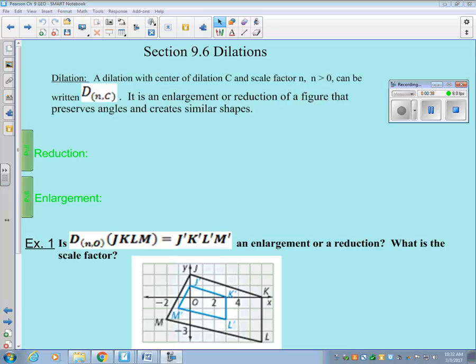So a dilation has a center of dilation. We are going to just be dealing with a center of dilation of the origin. So where this big C happens here will usually be an O for origin. And a scale factor. So scale factor you can think of as a multiple or a multiplier. You're going to multiply your original figure by your scale factor to either get a bigger one or a smaller one.